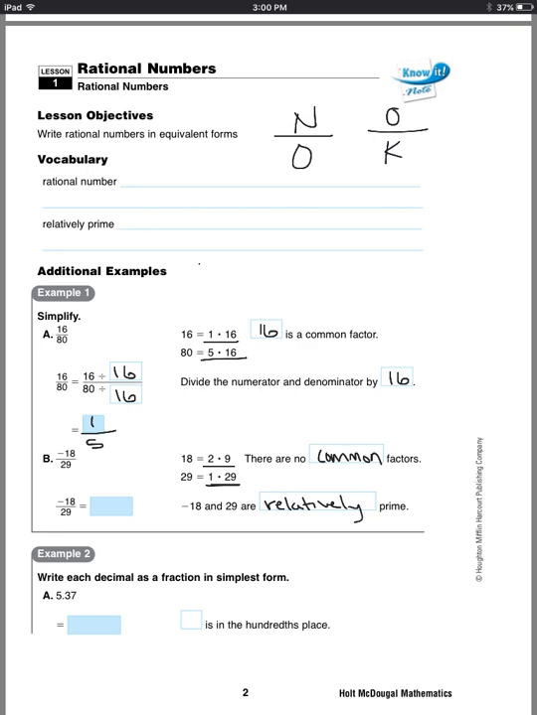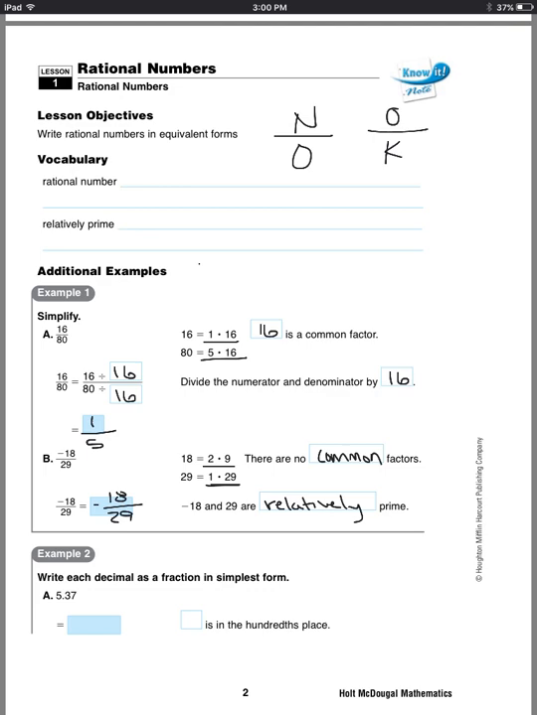So, if there are no common factors besides 1 and they are relatively prime, well, the answer is just what you started out with, and it's just -18/29. So you actually don't have to do any work for that because it's already in its simplest form.